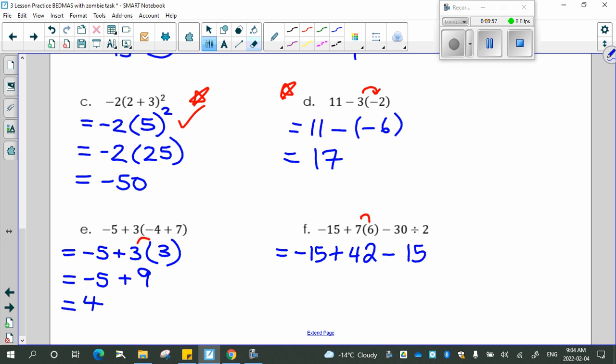Because they're the same weighting, they're both level 3s, which means you do them from left to right. And then same with adding and subtracting. I could do that all at once and type in my calculator. Negative 15 plus 42 minus 15, and I would get 12.